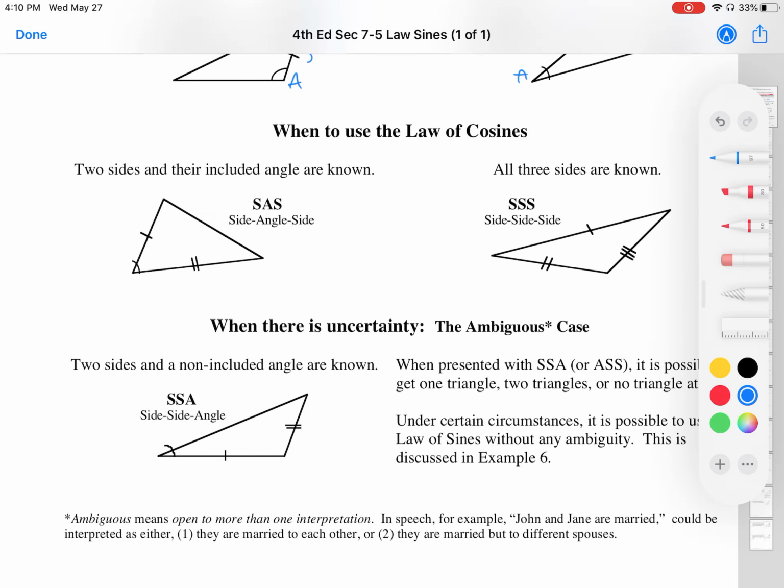For law of cosines, we're going to have a bit more of sides. So you can work with side, angle, side, or side, side, side. And that's the next section, 7.6.